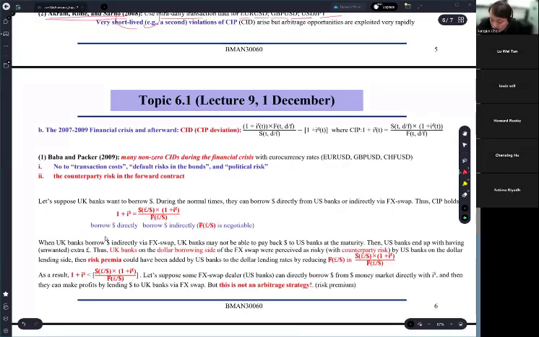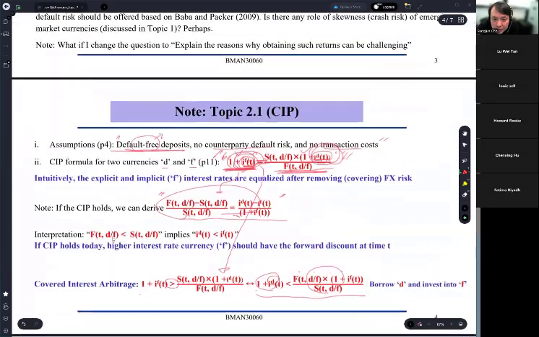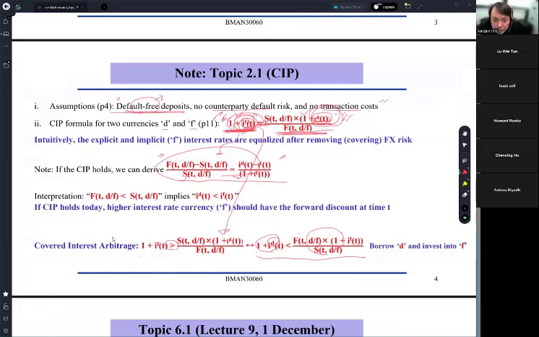Anyway, during the 2007-2009 financial crisis and afterward, we also observe CIP violations, CID. All other research since the 2007 financial crisis uses this form of CID. This is based on the two different forms of CIP we talked about, right? This form and this form. And after 2007, they defined CID using this CIP form.